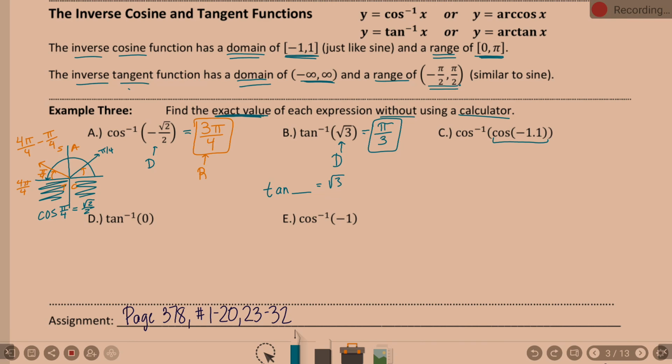Well, the answer to cosine of negative 1.1 is some kind of angle, yes? Do we know what angle? We don't know what angle, do we? Okay.